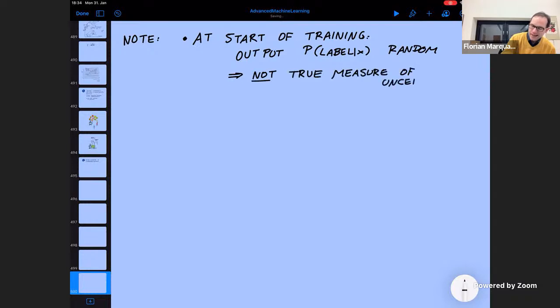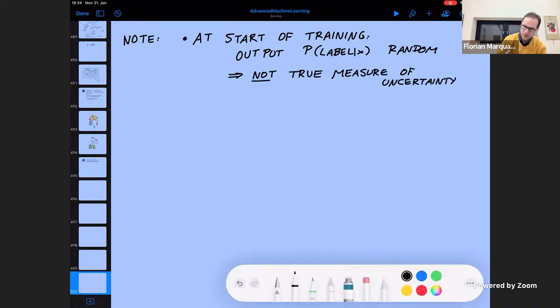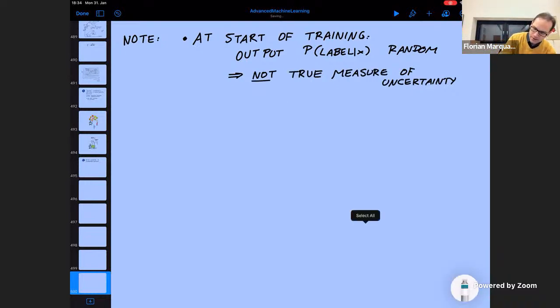You can get a little bit around this by making sure that you initialize your weights such that automatically all the resulting probabilities in your output are of the same size. So it's a very spread out distribution. So the distribution looks even initially a little bit like this.